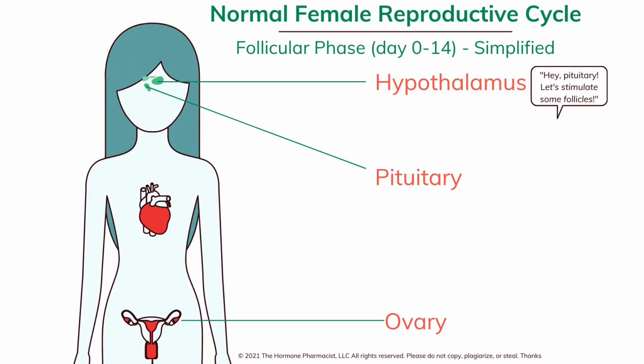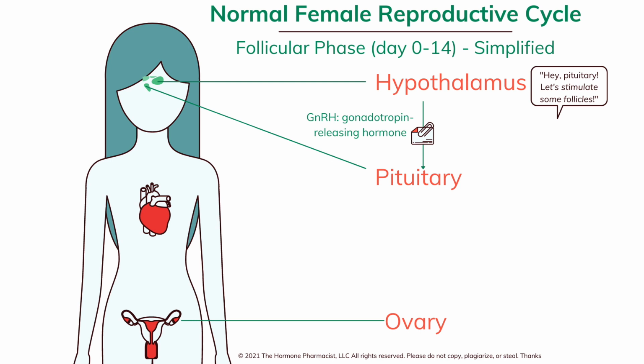So the hypothalamus sends a message to the pituitary gland. The hypothalamus and pituitary are located right in the center of your skull, right underneath your brain. The hypothalamus sends a message right next door to the pituitary, and that message says, "Hey pituitary, let's stimulate some follicles." The pituitary gets that message in the form of something called GnRH, or gonadotropin releasing hormone. And the pituitary understands exactly what that message means.